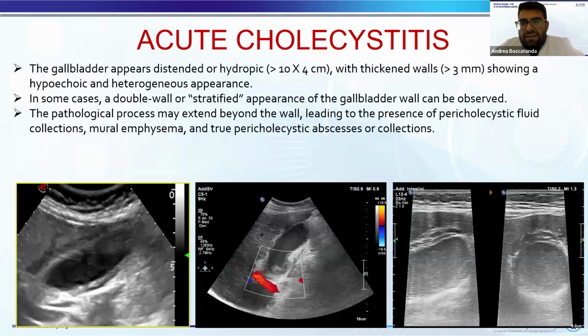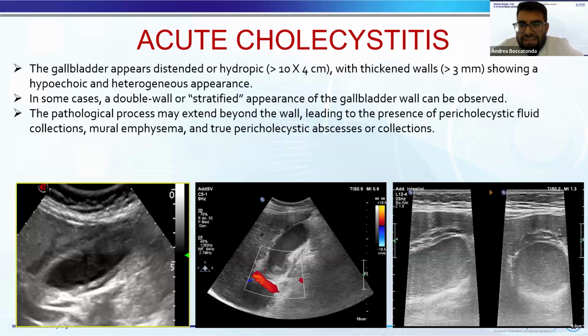And then the principal cause of right upper acute abdominal pain is acute cholecystitis, and we observe the dilation of the organ. In particular, we speak about hydropic cholecystitis when there is a longitudinal diameter over 10 centimeters and a transverse diameter of 4 centimeters, a wall thickening over 3 millimeters, and a heterogeneous appearance of the walls.